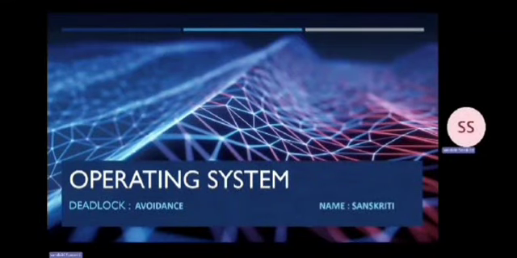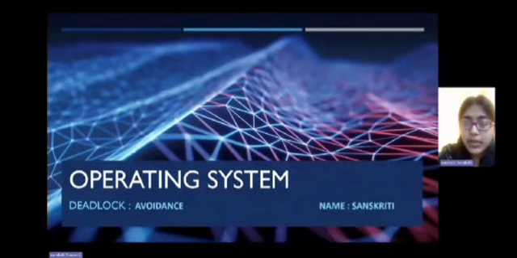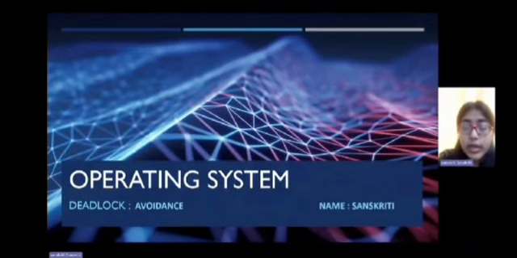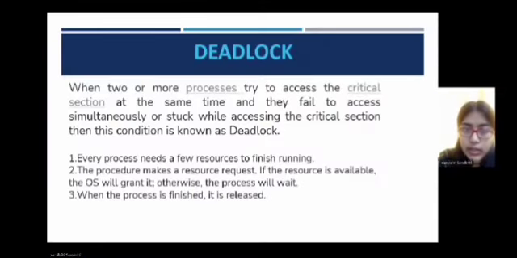Hi guys, my name is Sanskriti and today I'll be explaining deadlock avoidance in operating system. So let's start with what is a deadlock.